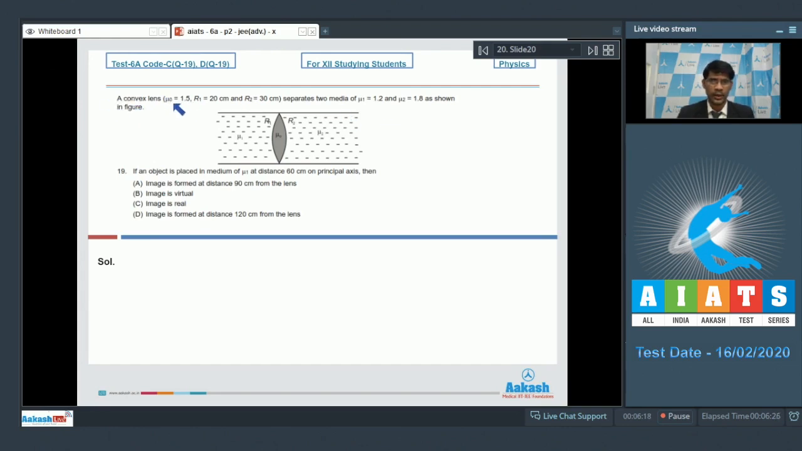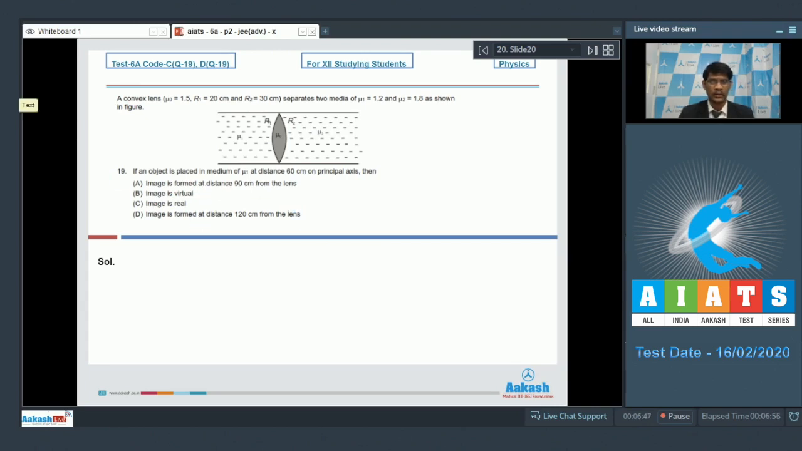A convex lens with mu naught equal to 1.5, R1 equal to 20 centimeter, and R2 equal to 30 centimeter, separates two media, mu1 equal to 1.2 along this direction, and mu2 equal to 1.8 on this side, as shown in the figure. If the object is placed in medium of mu1 at a distance of 60 centimeter on the principal axis, then we need to find the distance of the image formed and its nature.